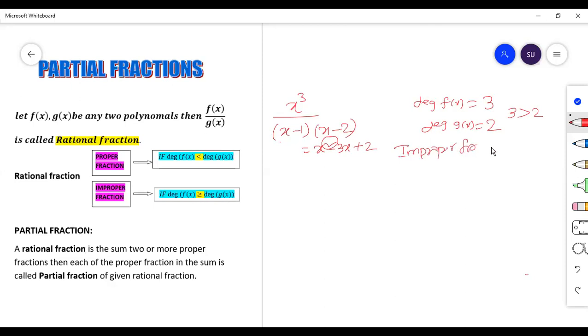So finally, friends, what do we mean by a proper fraction? If degree of f of x is less than degree of g of x, it is called a proper fraction. If it is greater than or equal to degree of g of x, then it is an improper fraction. So please be careful of the difference between these two.